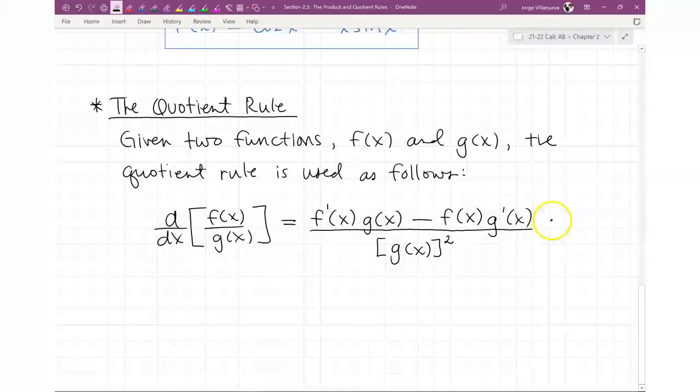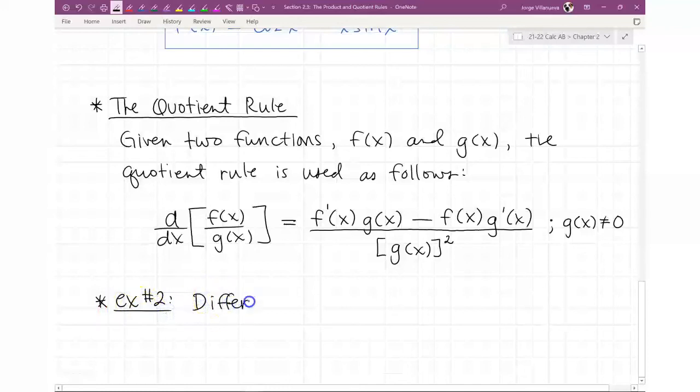Now there is a requirement that g of x cannot be equal to 0, because if it is, then you're dividing by 0, and that's not good, right? But that is our quotient rule. So I'll give you an example for this one. We're going to differentiate f of x equal to, let's do 2x over sine of x.